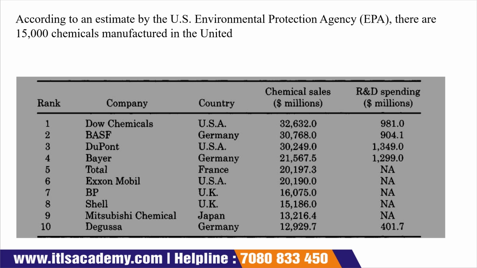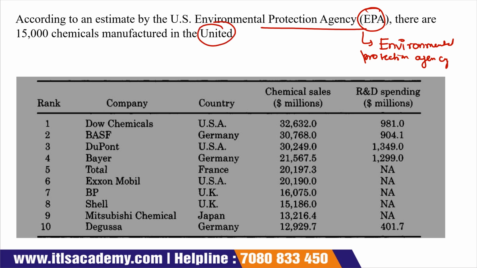Environmental Protection Agency, that is your EPA. EPA is what? Environmental Protection Agency. Then, according to US EPA, there are around 50,000 chemicals manufactured in the United States.